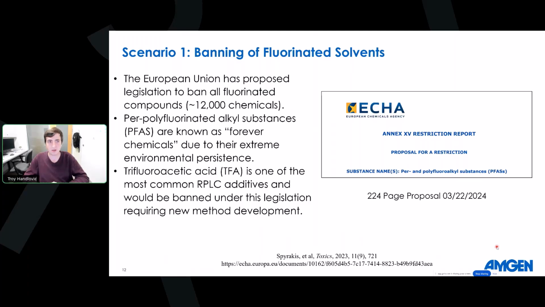So the European Union has proposed legislation. You could read this 224-page proposal that was released last year from the European Chemicals Agency to ban fluorinated compounds. They proposed the banning of roughly 12,000 chemicals. And this all relates to per- and polyfluorinated alkyl substances, or PFAS, and they're known now colloquially as forever chemicals due to their extreme environmental persistence and toxicity.